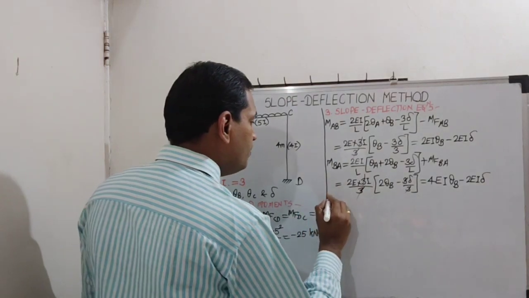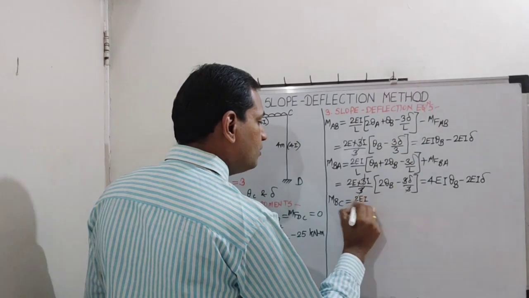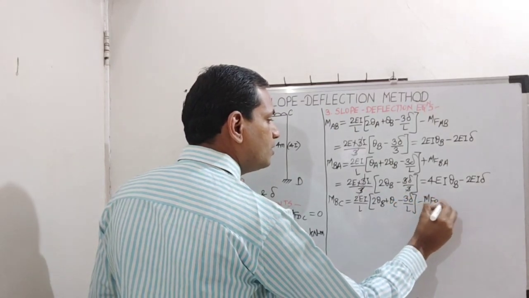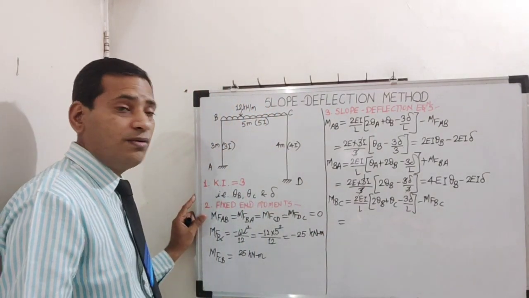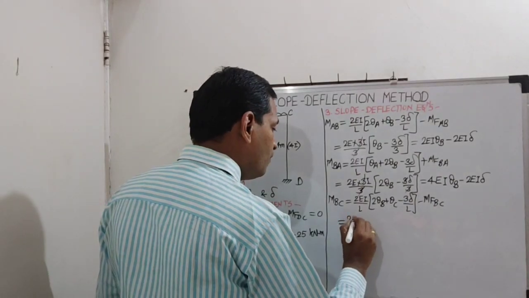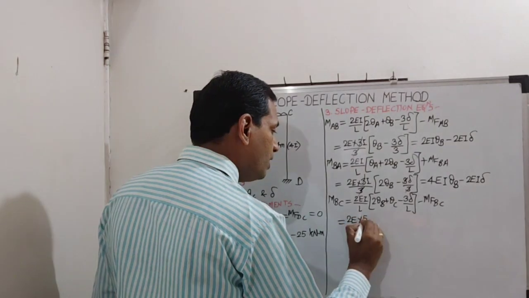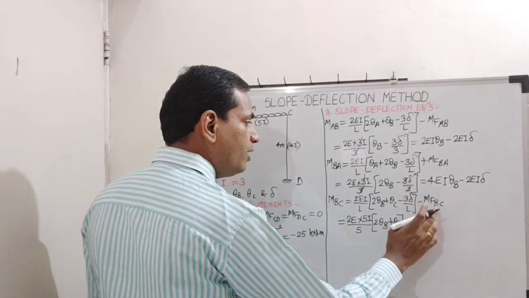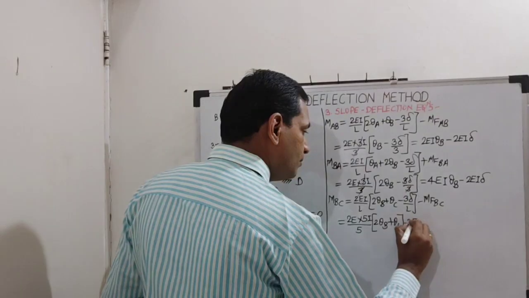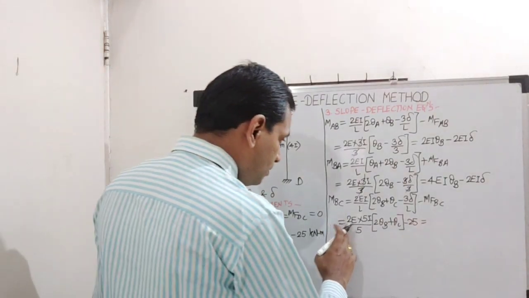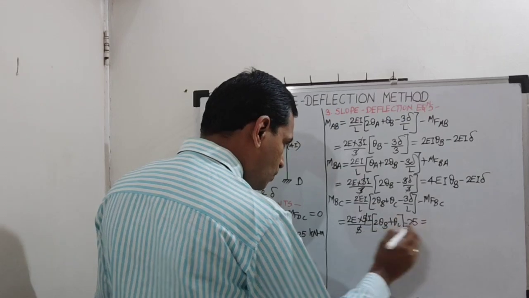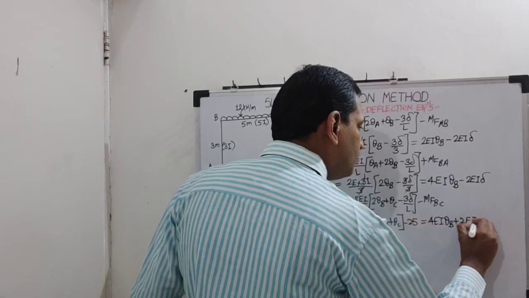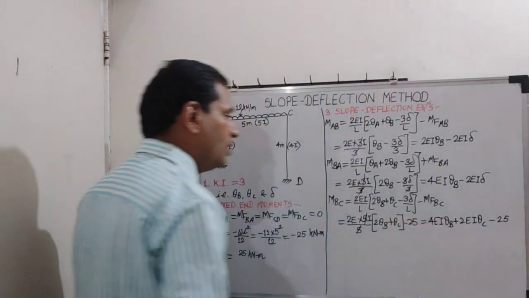Now come to second, MBC. What is MBC? 2EI by L into bracket 2 theta B plus theta C minus 3 delta by L minus MFBC. Now as per our assumption, delta for beams is 0. So this term will not be there. Then I value for beam 5I. So 2E into 5I upon 5 into bracket 2 theta B plus theta C. Do we have any MFBC value? Yes, minus 25. So now this 5 again gets cancelled here. So 4EI theta B plus 2EI theta C minus 25. Okay, MBC is over.